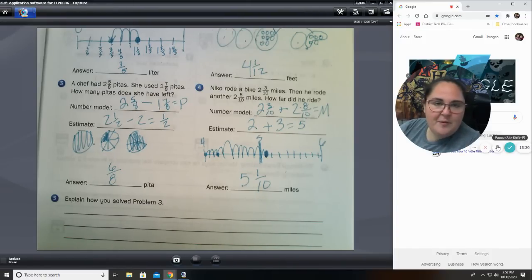Explaining how you solved problem 3. On this question, if it were a test or if it were an assessment, I would just be very clear with how I estimated and solved my problem.